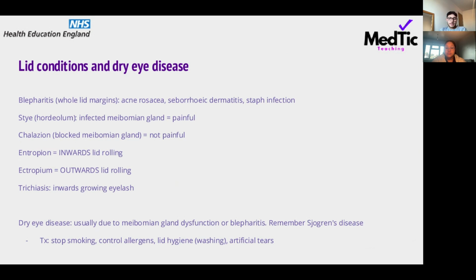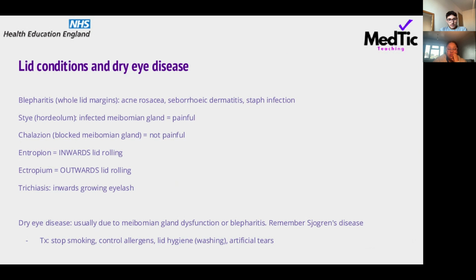Dry eye disease is a very common condition. There are lots of different causes, but the main one is meibomian gland dysfunction. The meibomian glands in the eyelid margins help form part of the tear film. So if they're blocked, the components of the tears aren't right, which can lead to increased evaporation. Hence why you'd get dry eyes.